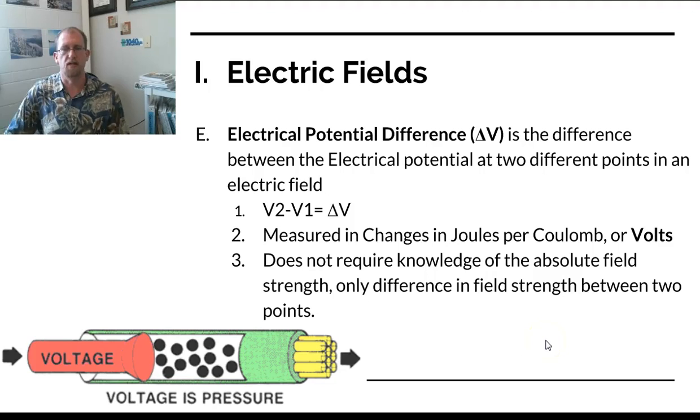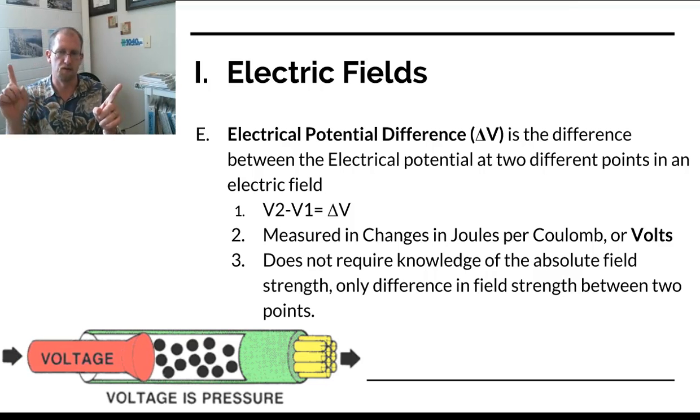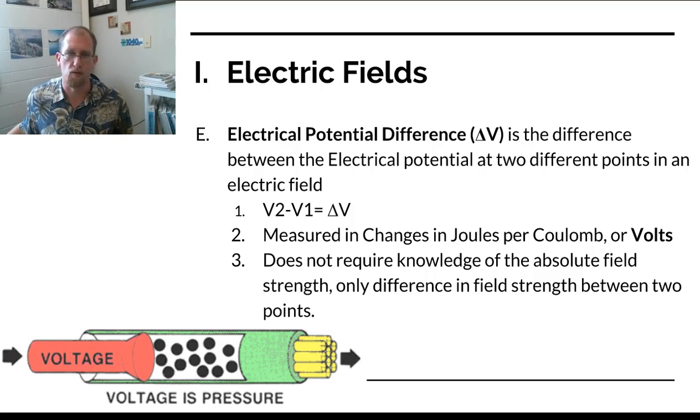We call a joule per coulomb a volt. We don't necessarily need to know the absolute field strengths to work in delta V, to work in differences of volts. We just need to know what's the voltage here, what's the voltage here, what's the distance of their separation of charge, what work can I do because of that. So delta V is something that we use a lot.